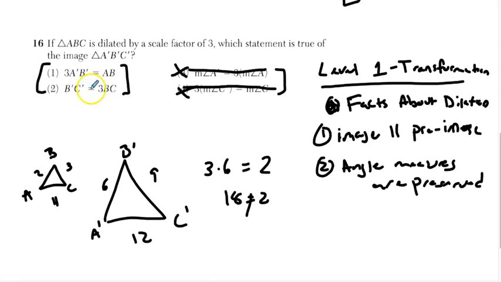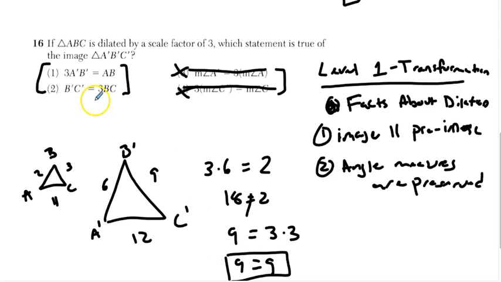All right, but let's try the next one. Number 2, B prime, C prime is equal to 3 BC. So BC in this case is 3. So I'm going to say B prime, C prime, which in our example is 9, is equal to 3 times 3. And that's 9 equals 9. And that makes sense, right? Because 3 times the preimage should give me the length of the image. So the answer here is 2.